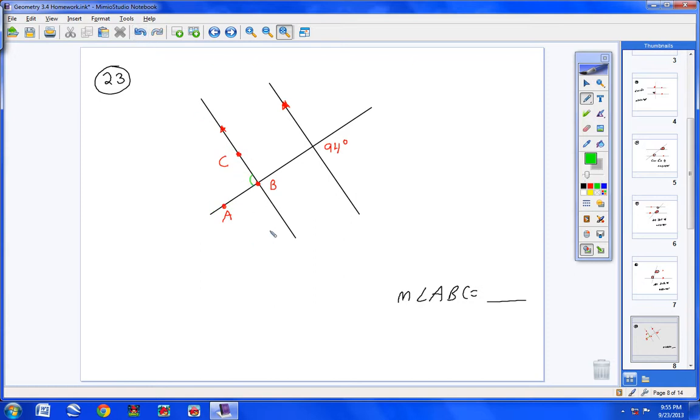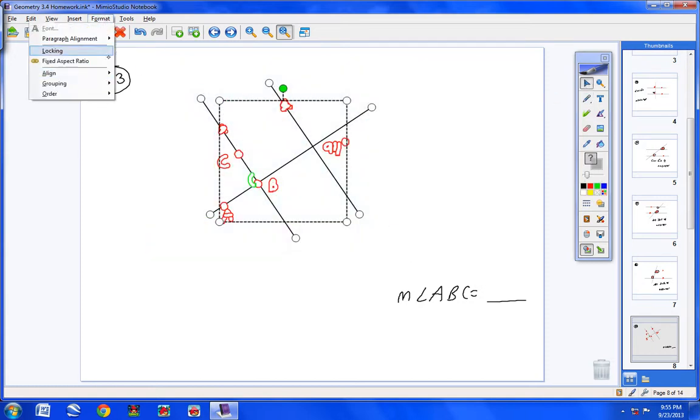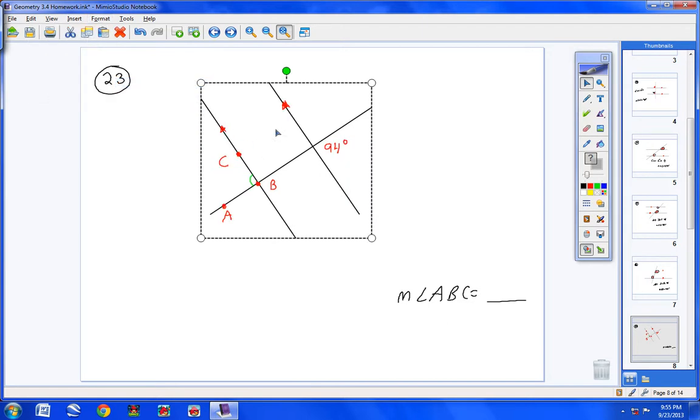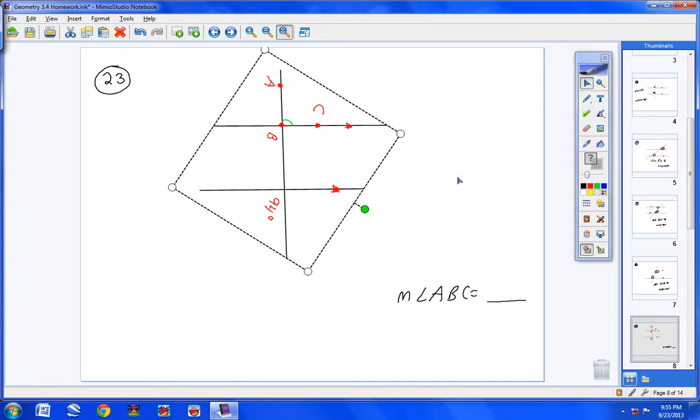All right. Now, I think it's always a smart thing to turn this thing around. Turn your books if you need to, guys, if that helps you. But I want these two parallel lines to be going left and right. There we go. Now, you see how much easier it makes that?